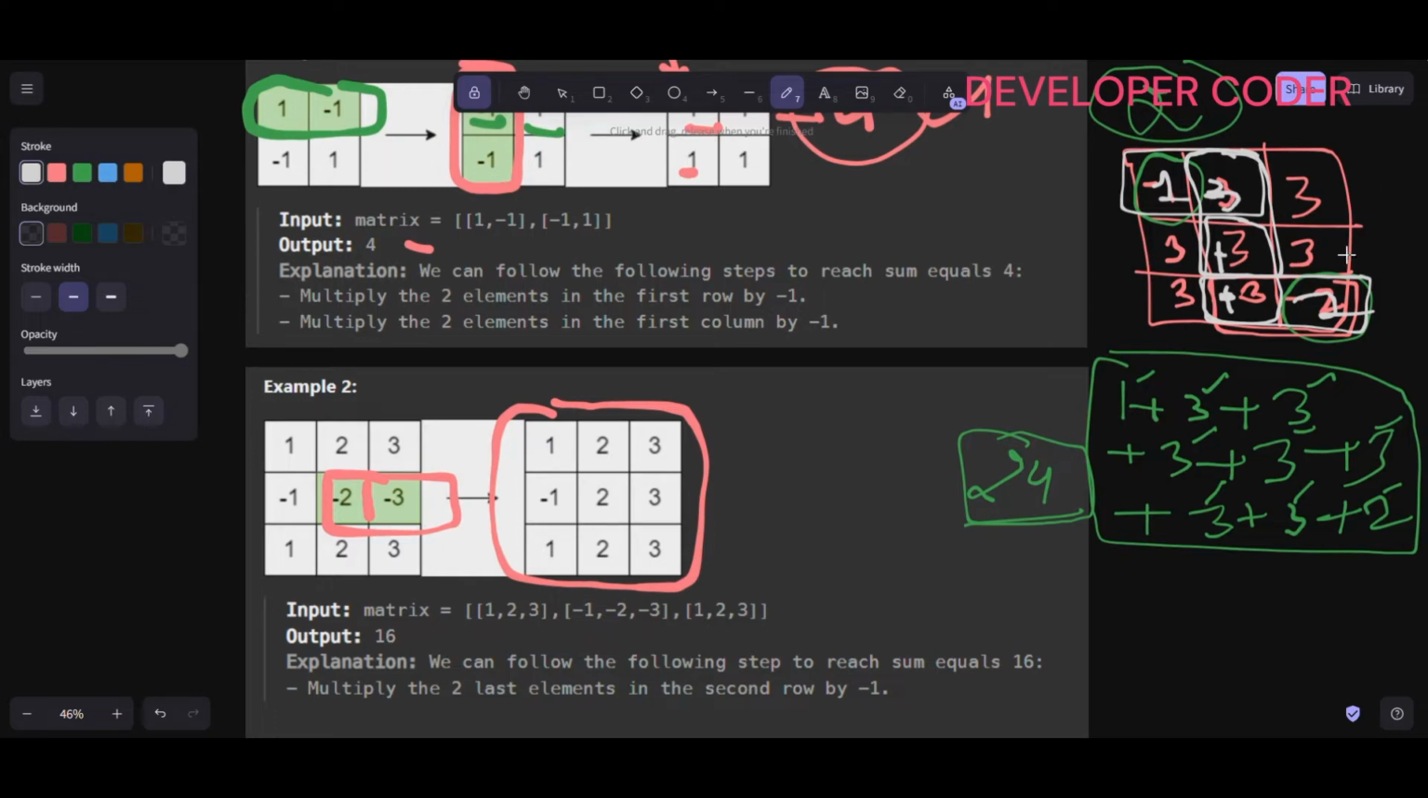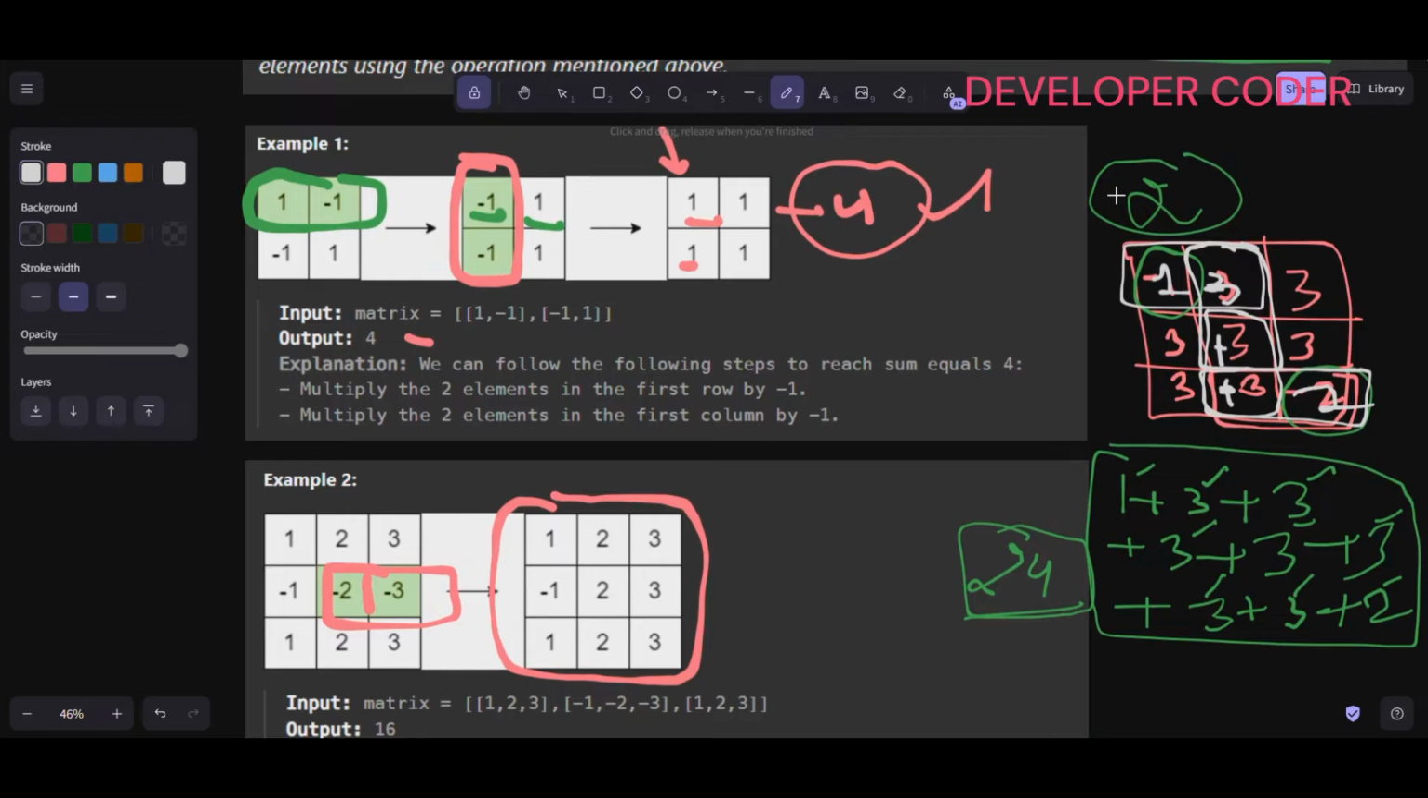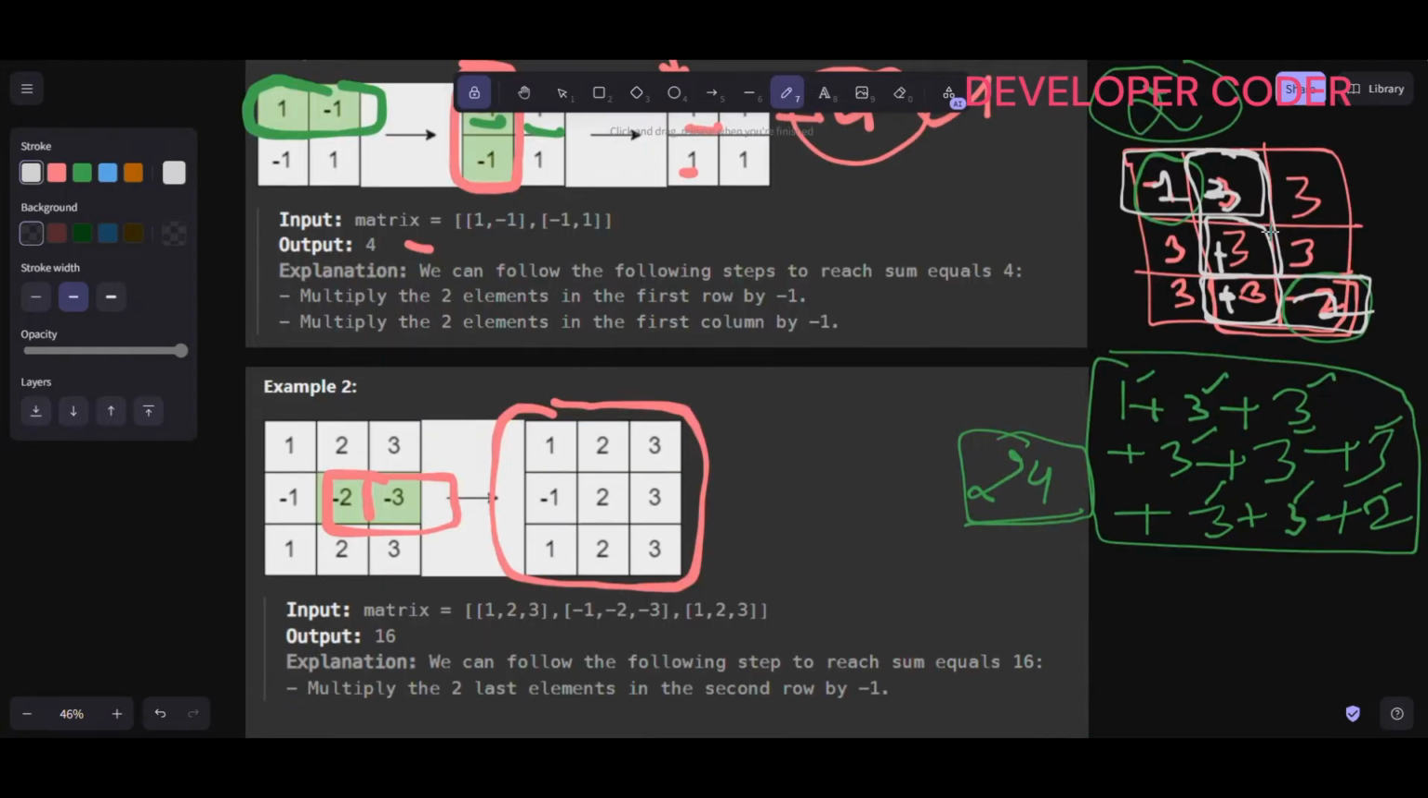Okay, so if the count of negative numbers is even, then in that case I can make all the elements in my matrix positive. This is what I want to prove here. See, I'm able to make all the elements positive here, right? I hope that this is clear.